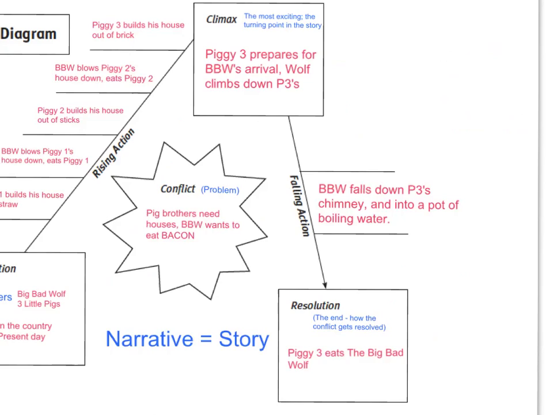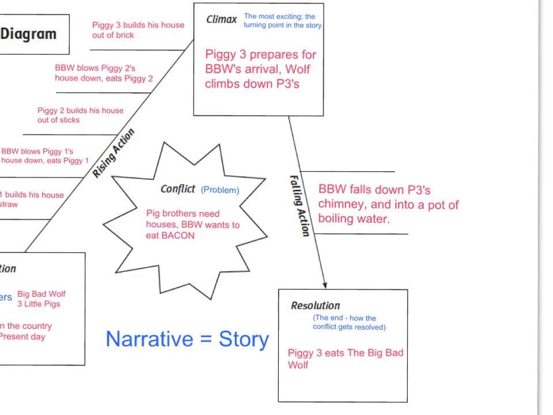Now we can start looking at falling action. Just like with rising action, we're going to look between the 2 main events, the climax and the resolution. So now we fill in what happens between those 2 things, and really there's only one major event. The big bad wolf climbs up to the chimney, and then he falls down the chimney into a pot of boiling water. That is really the only event that happens between the climax and the resolution.